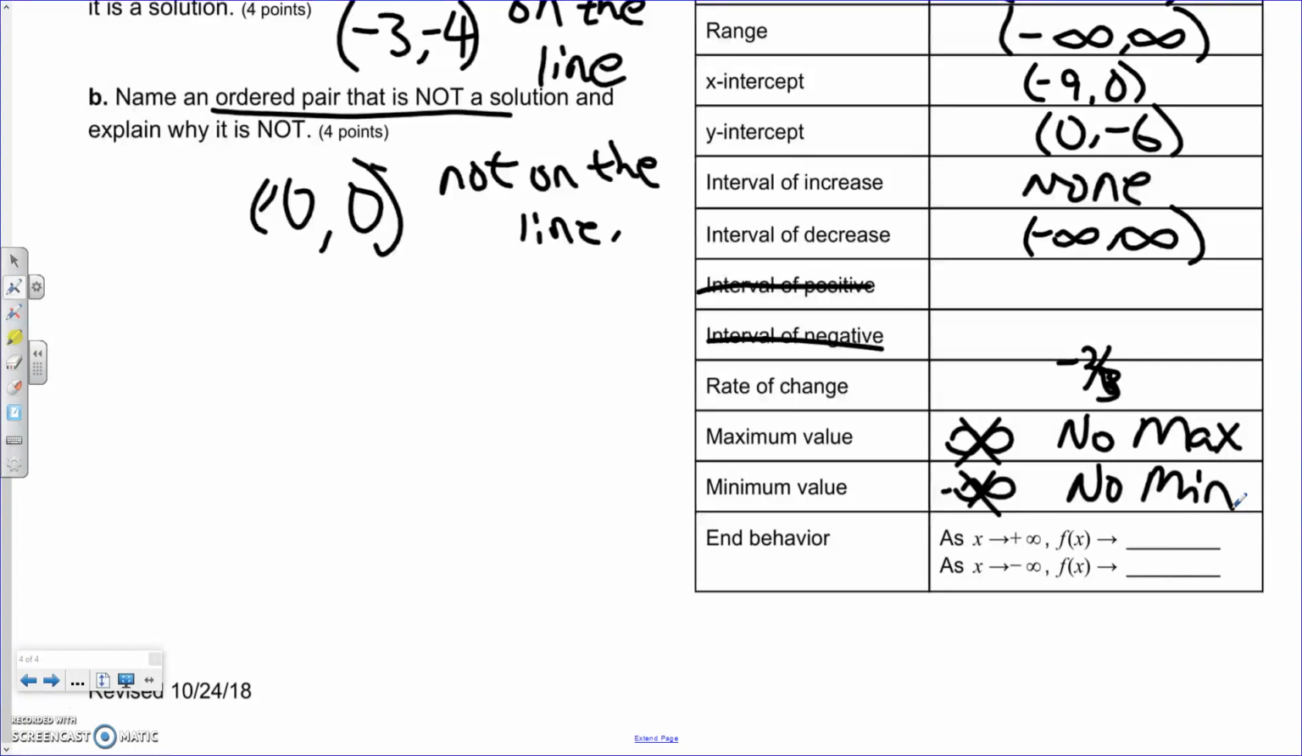And then in behavior, as it approaches the right, we know this is decreasing, so as it goes to the right, the line's going down. So that's going to be down to negative infinity. And then as we go to the left, so going the other way, it's going up. So to the left would be positive infinity. So that's how we would fill in our end behavior.